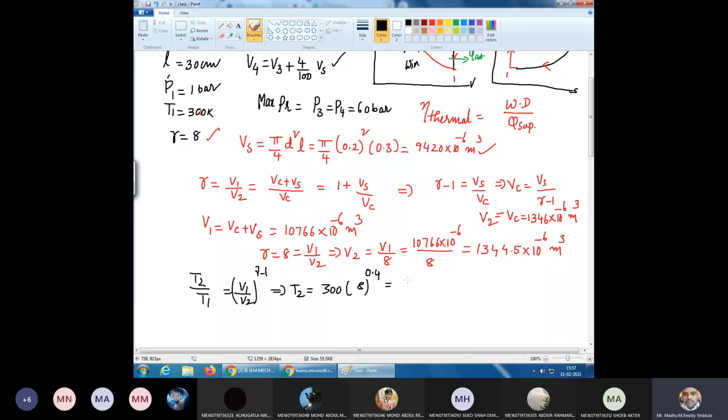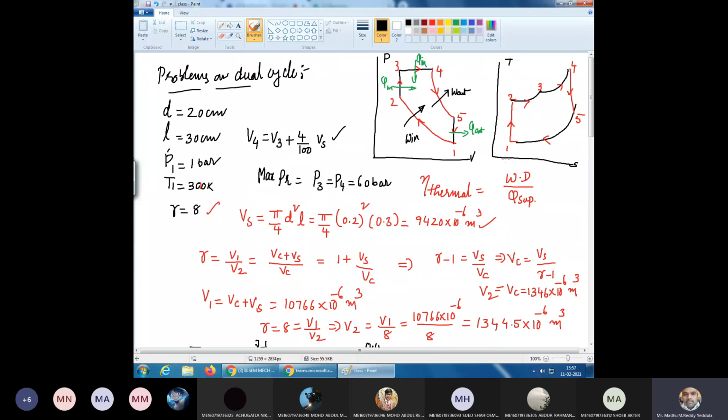Okay, so you will get around 689.2 Kelvin. Check it. You will get around 689.2 Kelvin. You got T2 also, right? So then once you know T2, I want the T3 value, right? So for that you need to consider 2 to 3. 2 to 3 is a constant volume process.